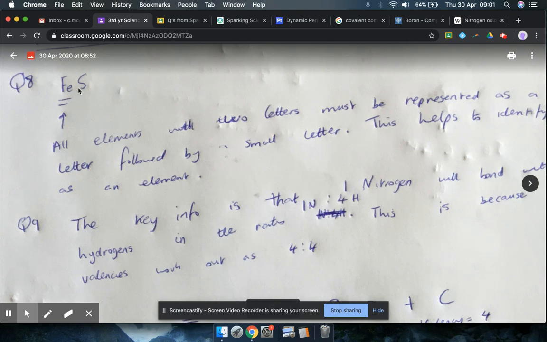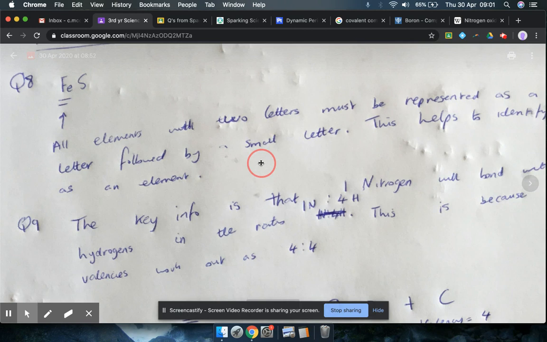So FeS. The mistake that the student made was that she wrote it as two capital letters and an S, so capital F, capital E, capital S, which would be incorrect. We don't represent elements that way. Okay, so that was the answer to that one.